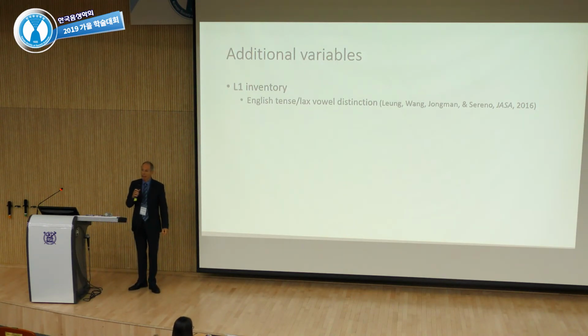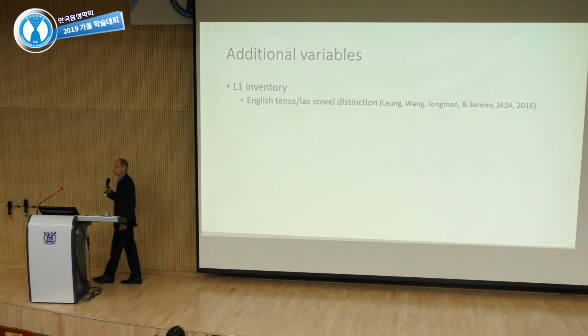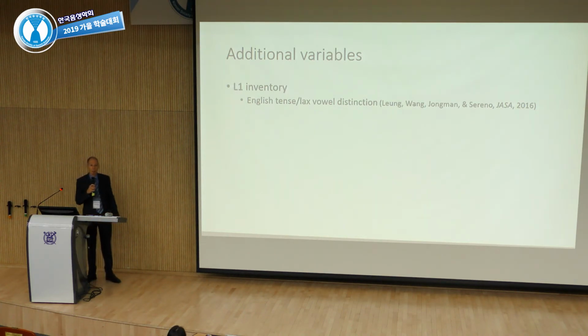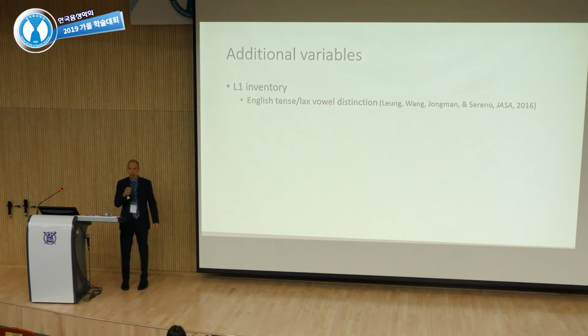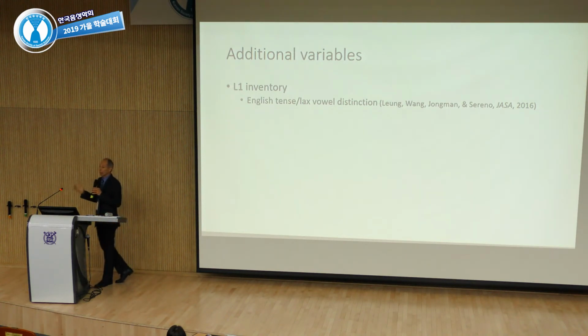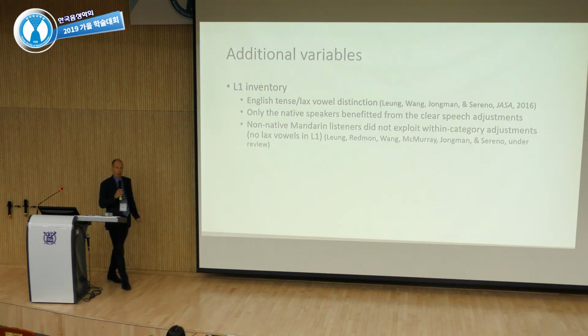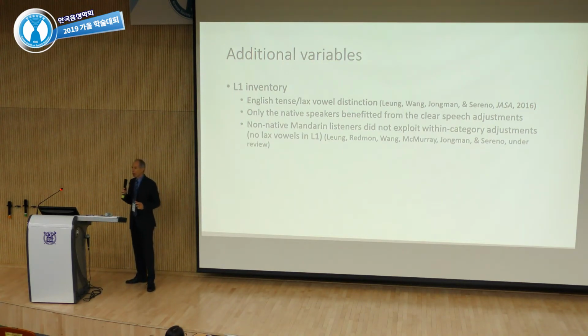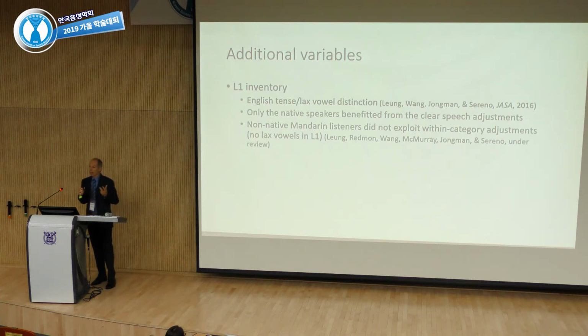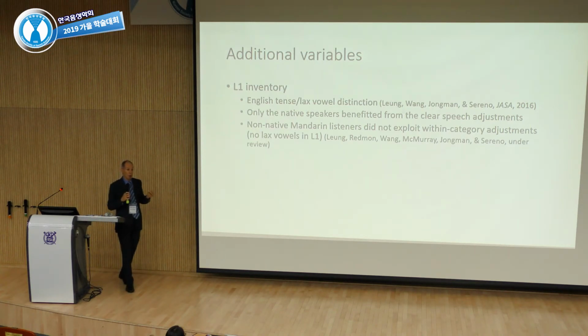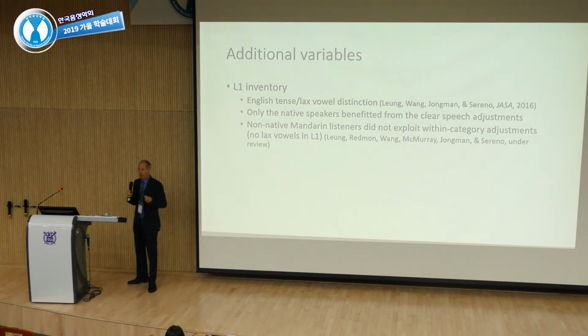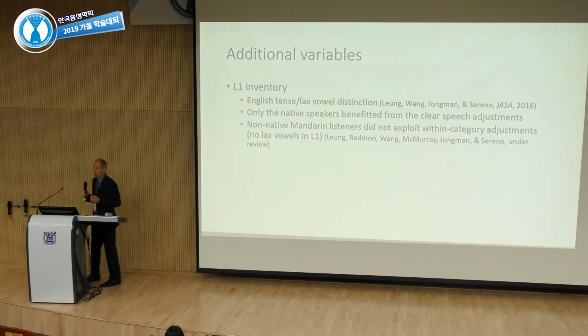So we have looked at the English tense-lax vowel distinction, okay? And we have looked at that in native English perceivers and also in non-native Mandarin perceivers. And what we find is that when we look at clear productions, our native English speakers do better on the tense-lax distinction, okay? But when we look at our non-native Mandarin listeners, they are not able to exploit those clear speech enhancements, okay? So what this means is, of course, that clear speech is not necessarily more intelligible. It can be more intelligible for one population, but depending on your L1 background, it may not help you at all in a different population. So that's one thing that we should start looking at.